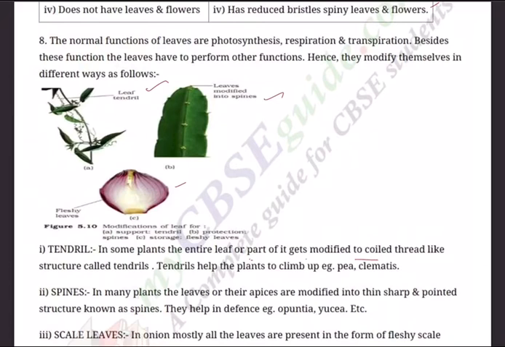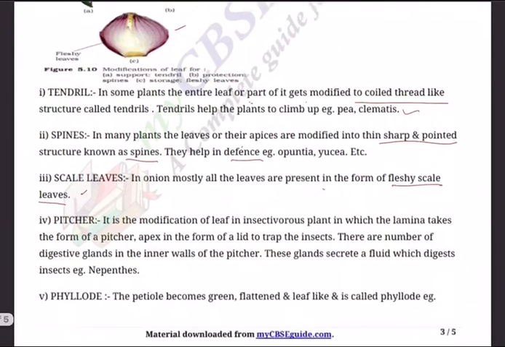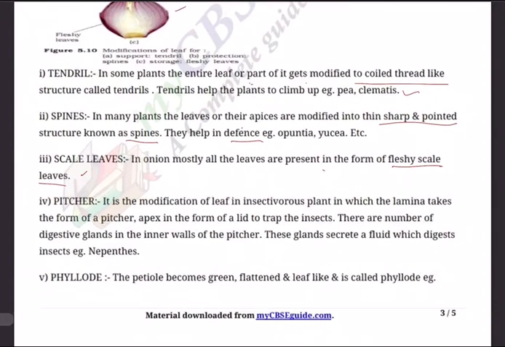So tendril, in some plants, the entire leaf or part of it gets modified to a coiled thread-like structure called tendrils. Tendrils help the plant to climb up, like clematis. Spines, in many plants, the leaves or leaf apices are modified into thin, sharp, pointed structures known as spines. They help in defense. Example, Opuntia. Scaly leaves, in onion mostly all the leaves are present in the form of fleshy scaly leaves and they store food materials. And then pitcher, of course, we say insect eating plants.